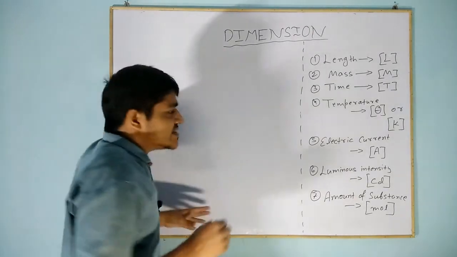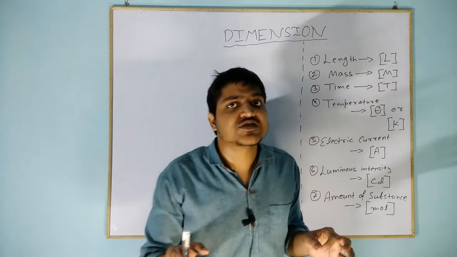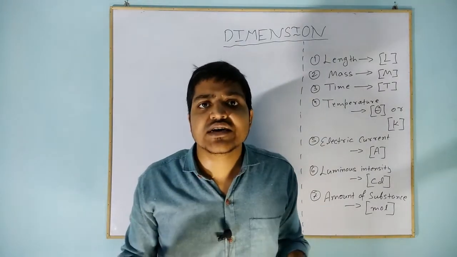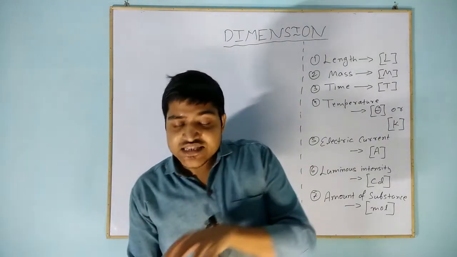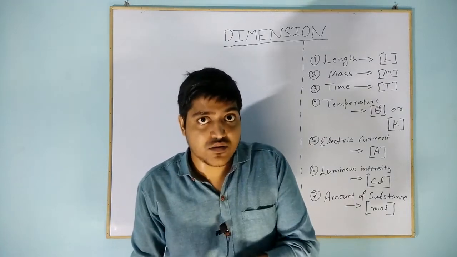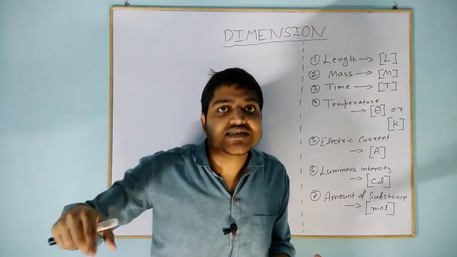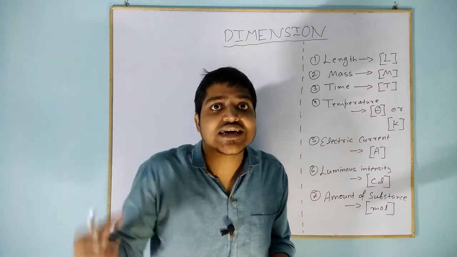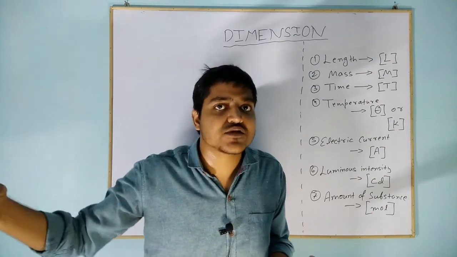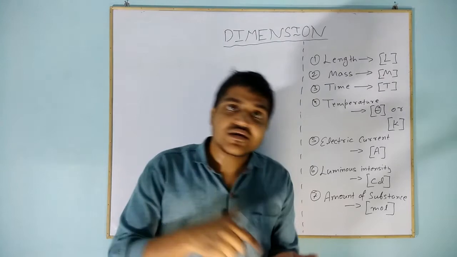Okay, to find the dimension of any derived physical quantity, remember that you need to have either its formula, any formula containing that physical quantity, or its unit. So we can get the dimensional formula of any derived physical quantity by starting either from its formula or its unit.